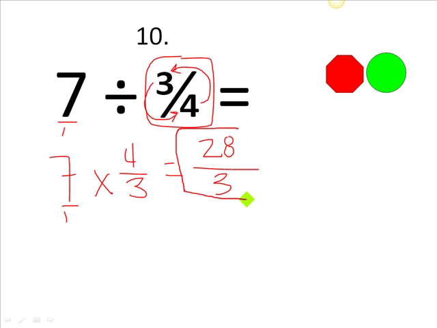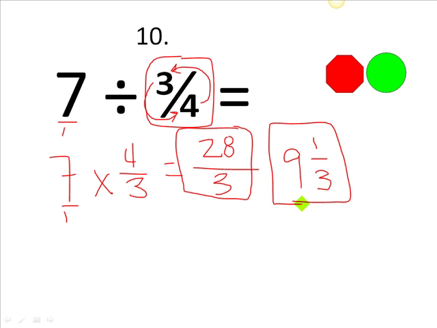But what we do have is an improper fraction, and I need to turn that into what's called a mixed number. In other words, how many times will 3 go into 28? Well, 3 times 9 is 27, so it'll go 9 times. That'll leave me with 1 left over, and then I'm dealing in thirds. So it's 9 and 1/3, the mixed number, and this is the improper fraction. Okay, they're the same amount. These equal the same thing.